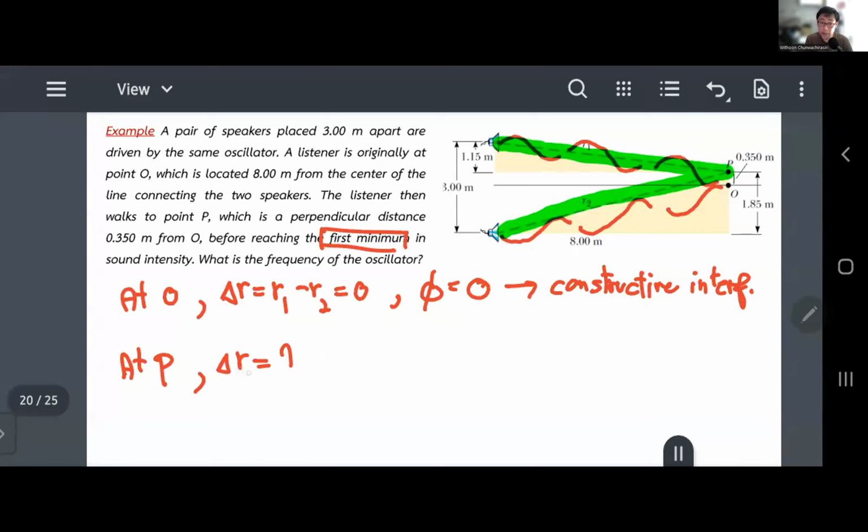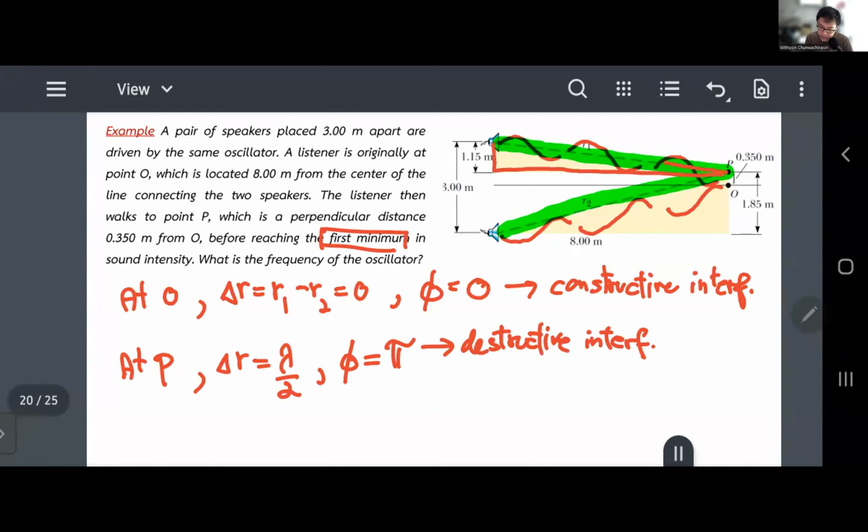For point P to have a perfect cancellation the first time, the delta R must be half a cycle, or if you speak in terms of the phase, it's going to be pi. Let me write this: this is a destructive interference. Cool. What you need to figure out is just R1 and R2, which can be done very easily. To figure out R1, you need this triangle over here. That's a bit of number crunching, but it is a right triangle, so you will be able to calculate R1.